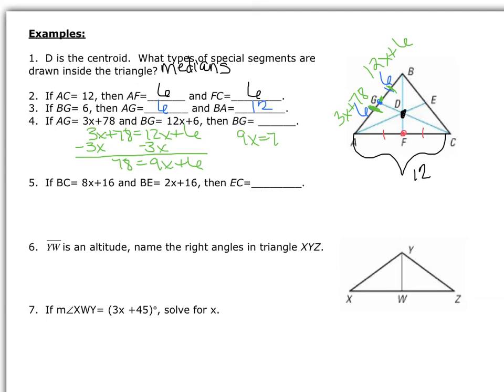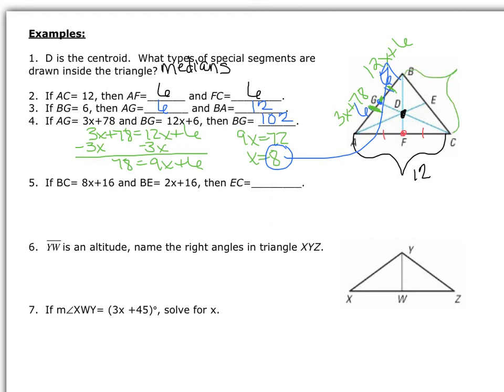So 9x is equal to 72, x is equal to 8. The question is find the length of BG, so we have to take that 8 and plug it back in right there. So that's 12 times 8, and then we're adding 6, and so our outcome is going to be 102.